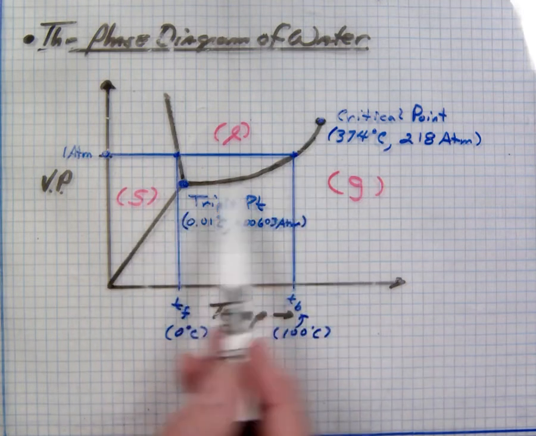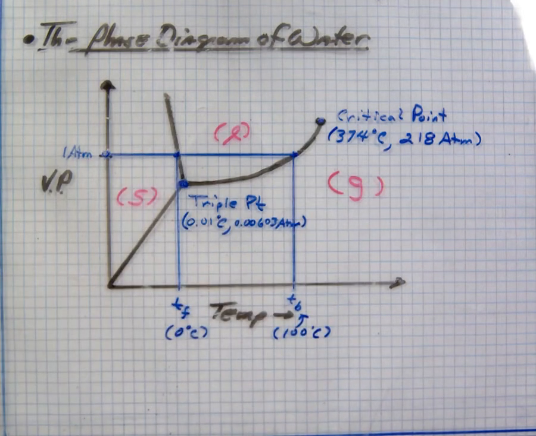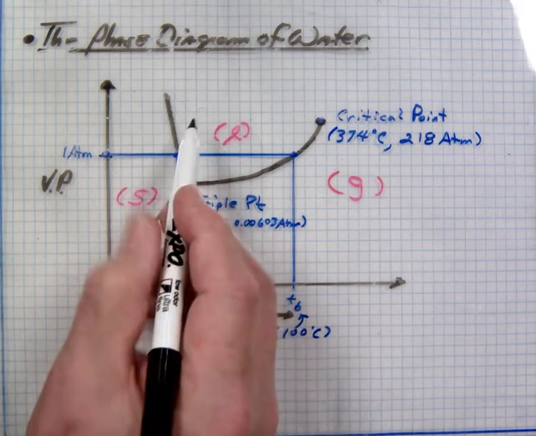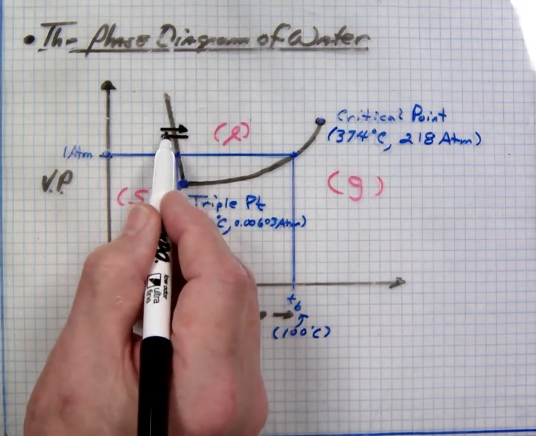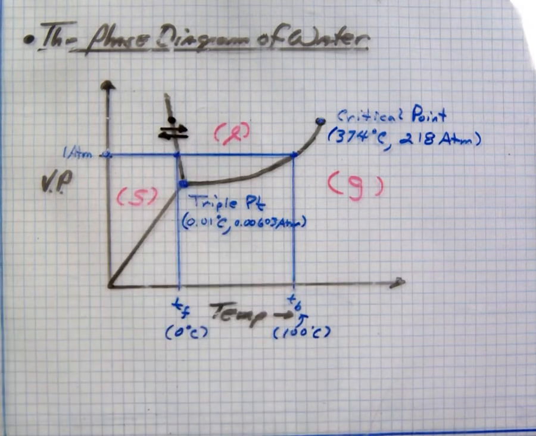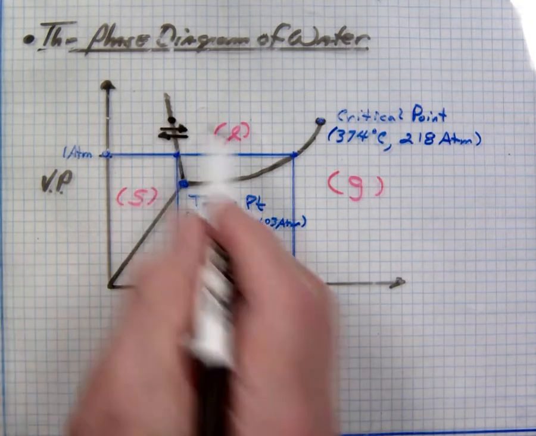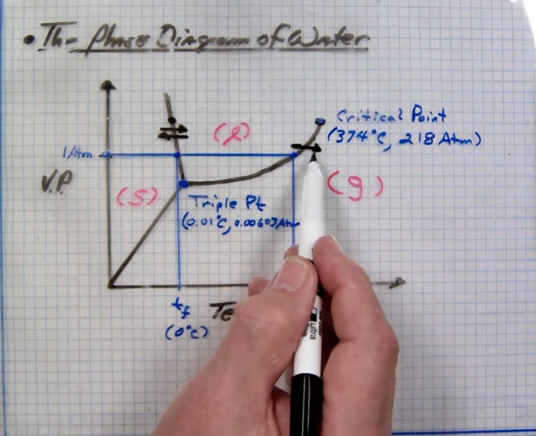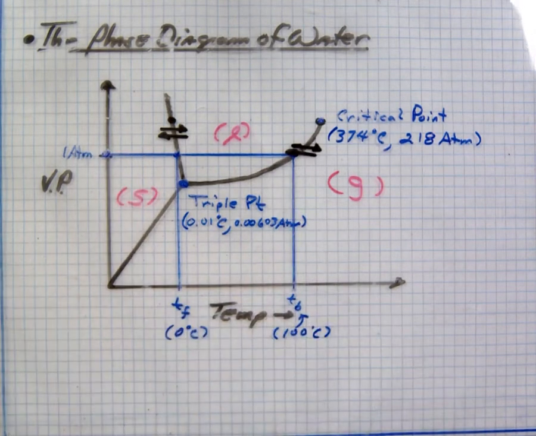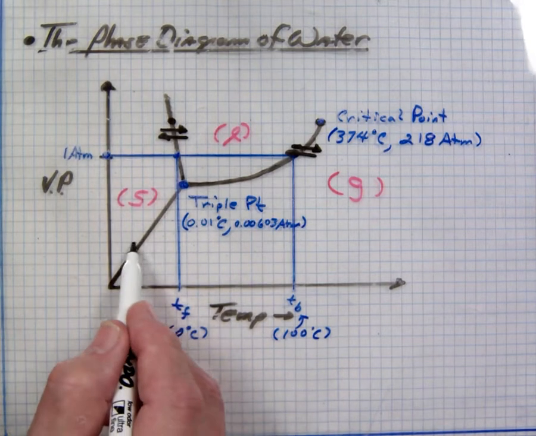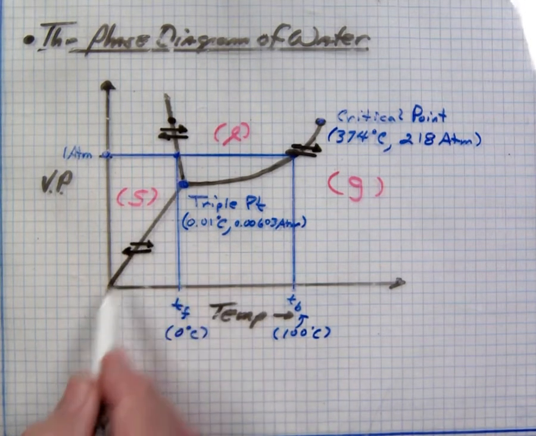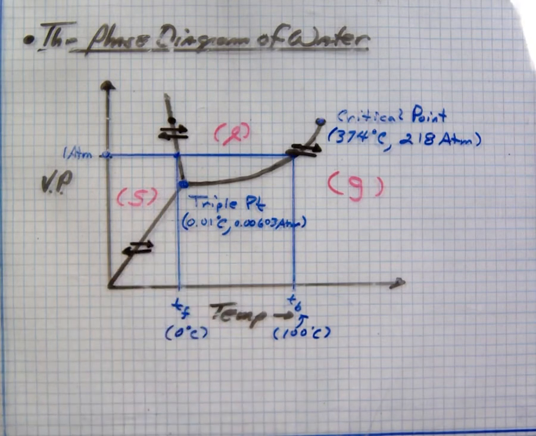The line represents the temperature and vapor pressure for a phase transition. So if we're talking about a solid-liquid phase transition, we are melting or freezing right here. If we're talking about a liquid to gas transition, boiling or condensation, it's along the line in here. If we're talking about sublimation, we're talking about any temperature-pressure combination along this line right there.